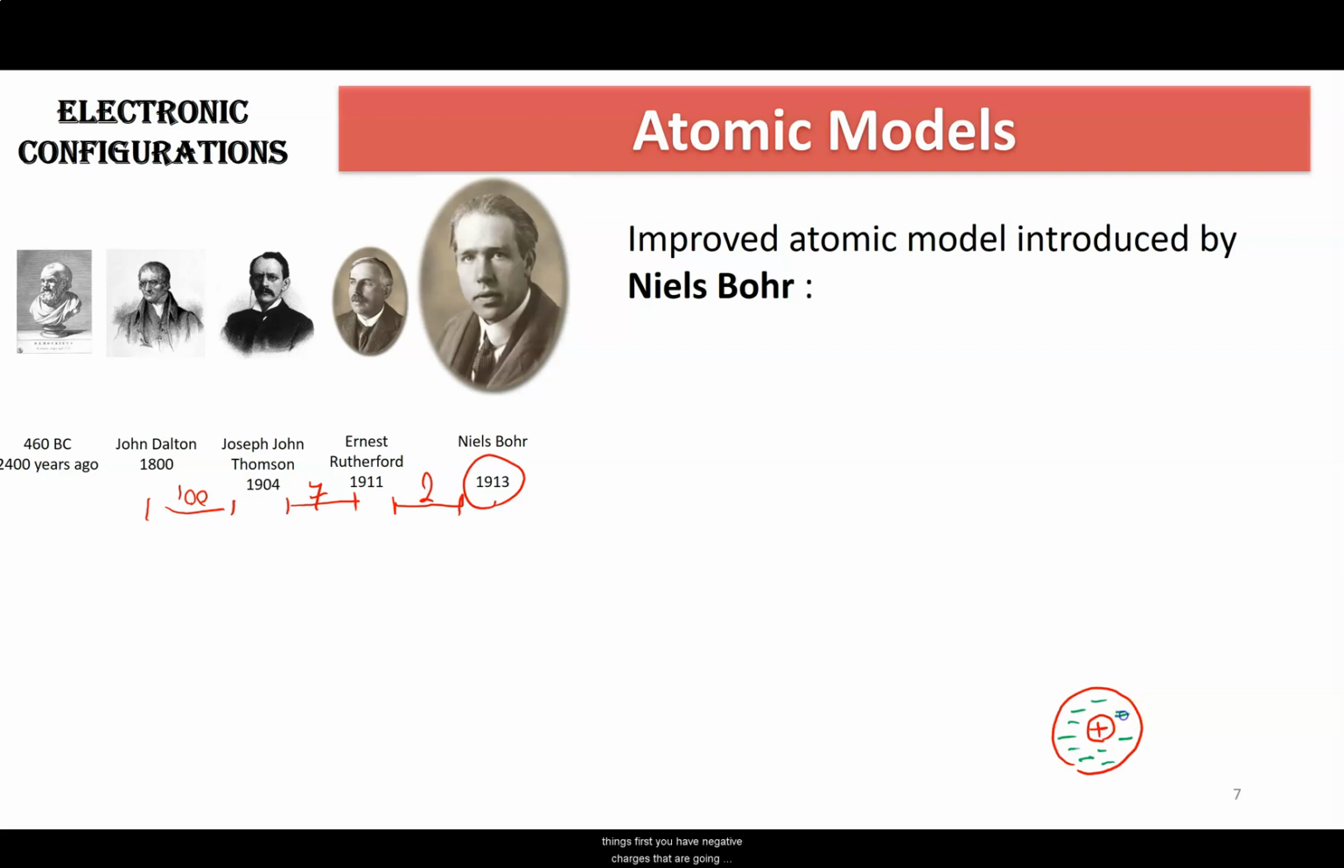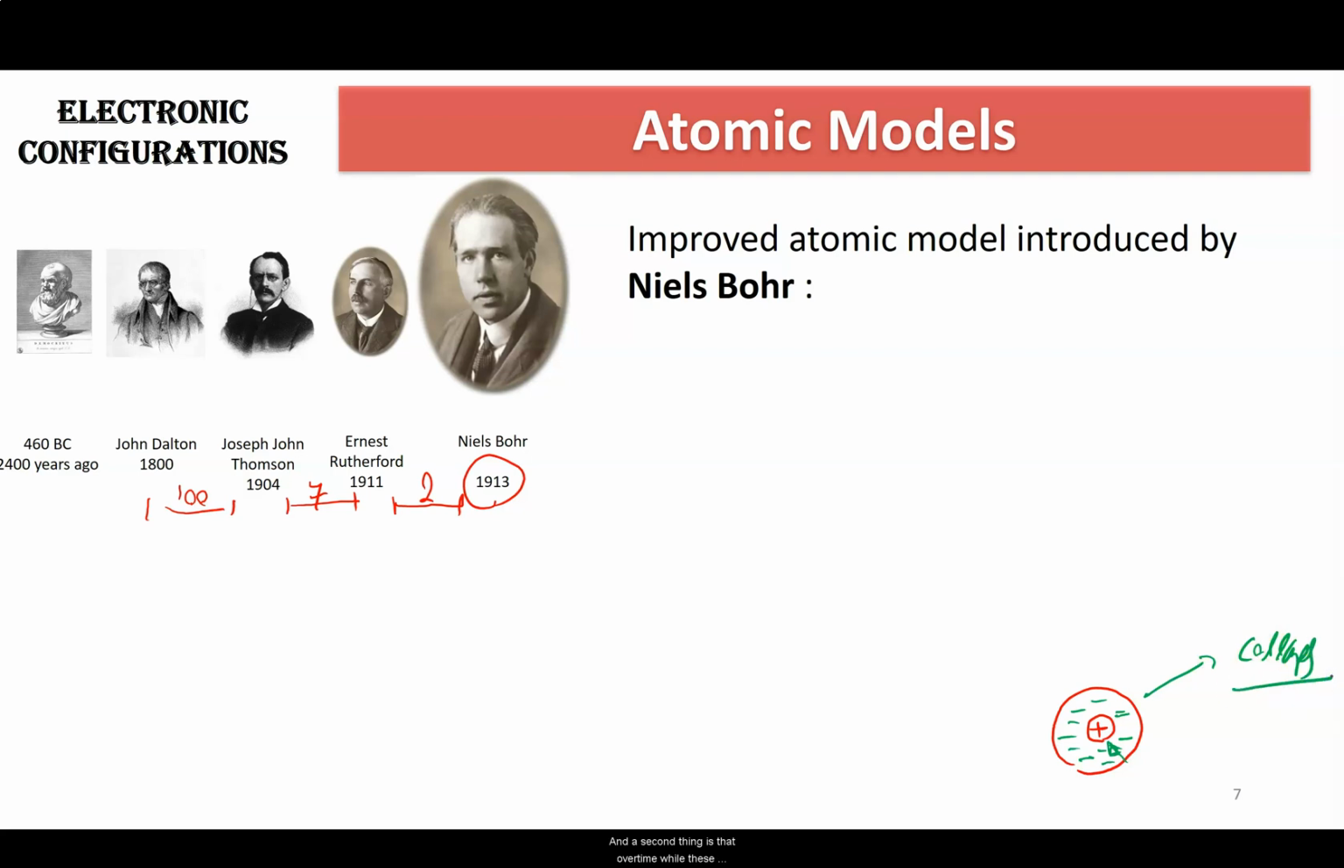First things first, you have negative charges going around a positive charge. The first question you'll ask is, are these negative charges not going to be attracted to that positive charge? As a result, they're just going to be pulled inside, towards the core of that atom. And when that happens, the atom is simply going to collapse.